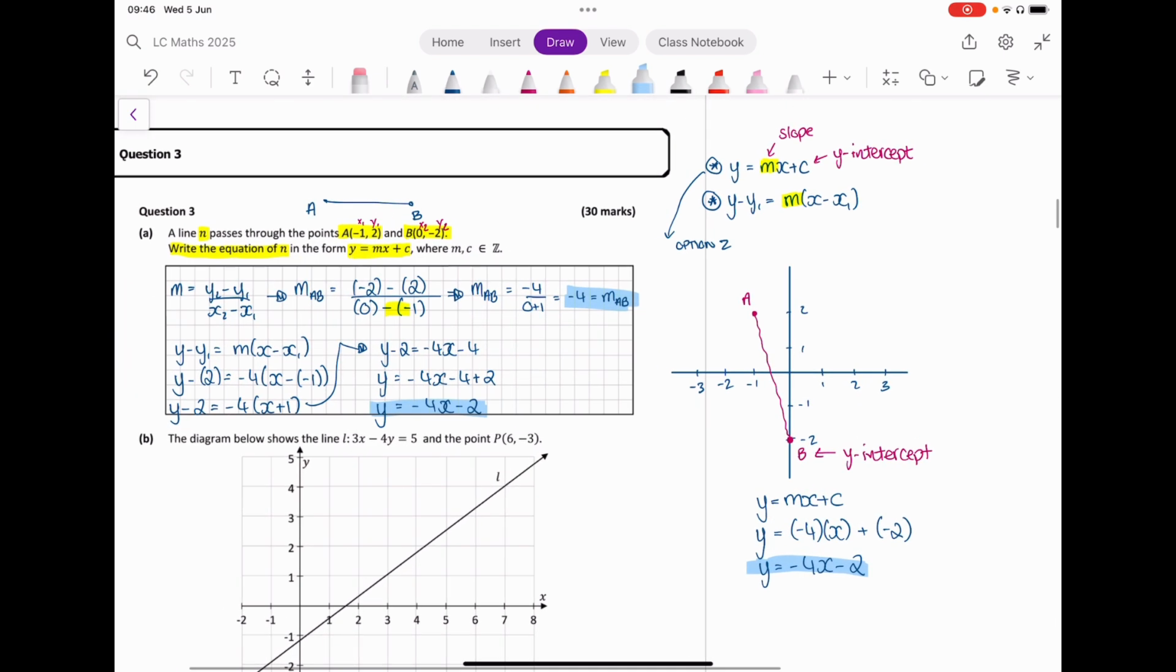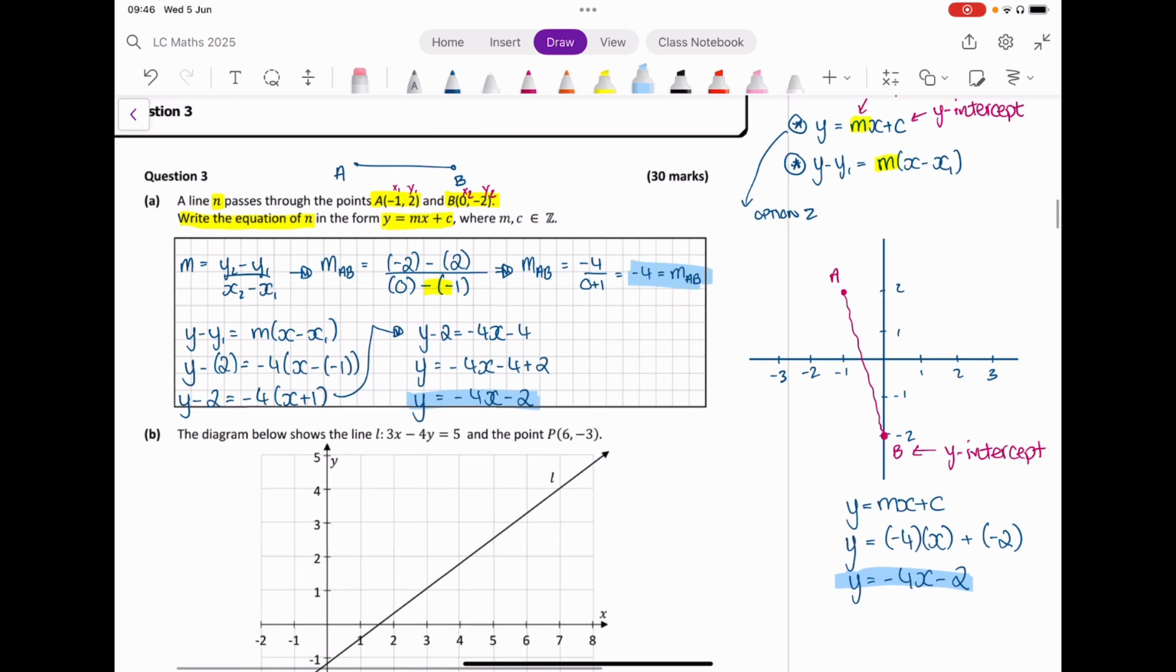Now I will say option 2 requires you to spot something that not all students would spot straight away, so don't worry if you didn't think about doing it that way. It's completely fine to be doing it the y minus y1 is equal to m by x minus x1 way. It's the first way that it's worked out in the marking scheme as well, and that just shows that it's the most common way that students would approach it.